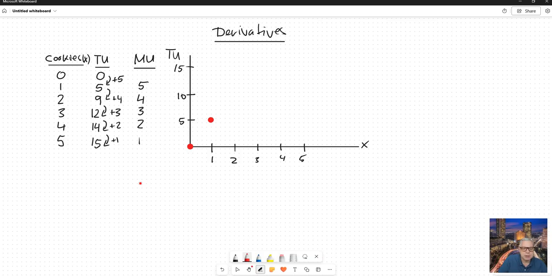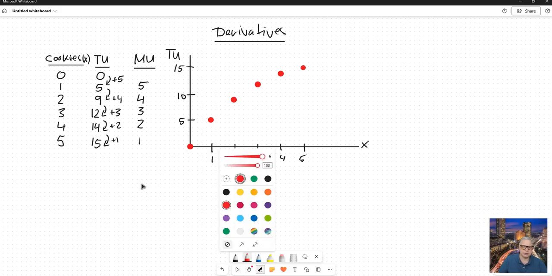So that's a little bit below the 10, maybe here. If you get 3 cookies, your total utility goes up to 12. Maybe that's around here. If you get 4 cookies, your total utility is around 14. Maybe that's around here. And if you get 5 cookies, your total utility is 15. So that would be here. So if we draw now a total utility function, you can see that it is increasing, but it's increasing at a diminishing rate. So there's some curvature to it.